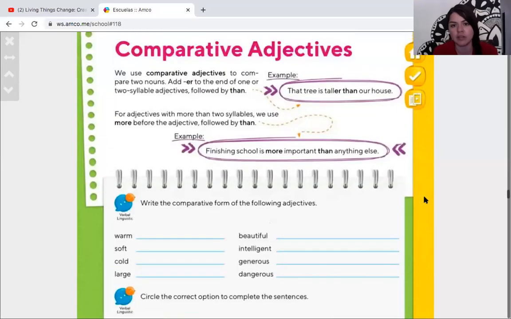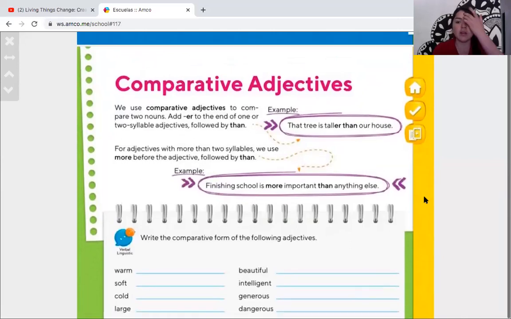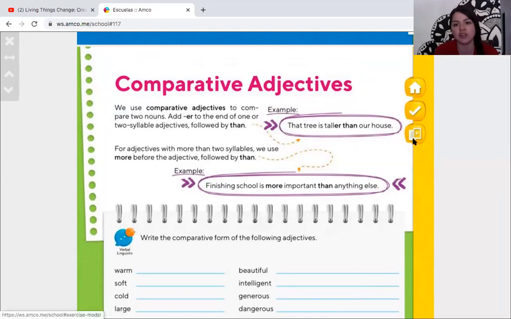Sorry, before we go to STEAM, I want to show you a game that came in the book. So this will help you to understand this topic better and the difference between comparative and superlative, okay? Pay attention.